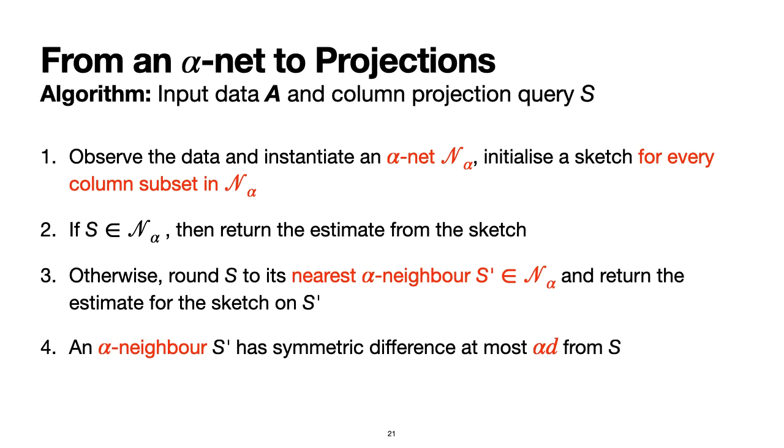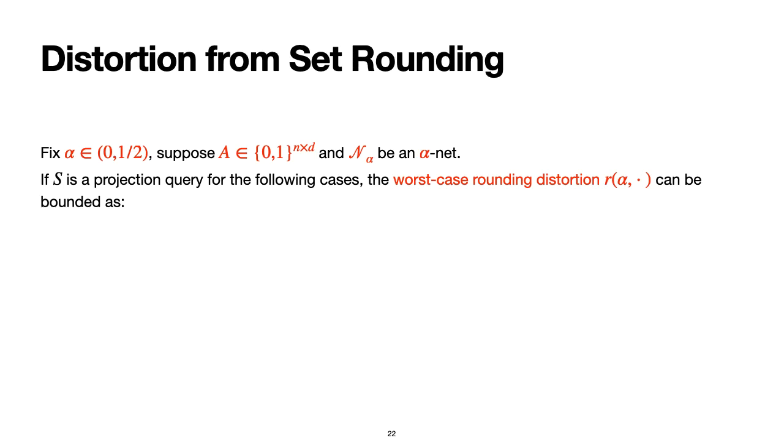An alpha neighbour simply means that the symmetric difference is bounded above by at most alpha d. This allows us to control the deterministic distortion in returning estimates on S prime rather than S. And this is characterised through the following lemma. The main point to take away from this is that the distortion on the count distinct in using the net is 2 to the alpha d.